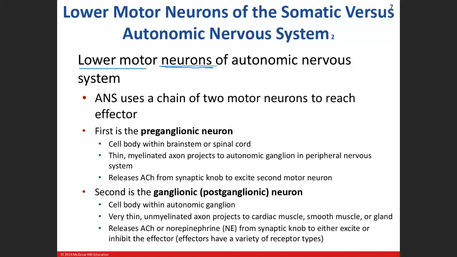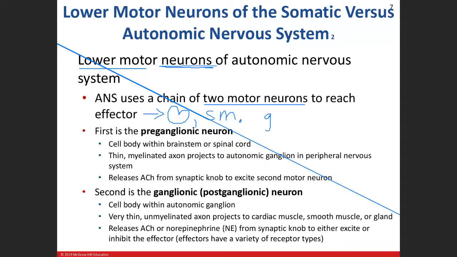It's plural. So we have lower motor neurons. The effector chain is going to be made up of two motor neurons before we get to our effector. First and foremost, I will say this again today: the three effector tissues or organs for the autonomic nervous system are cardiac muscle tissue, smooth muscle tissue, and glands. You have to know that.